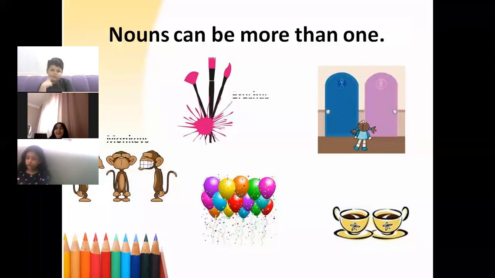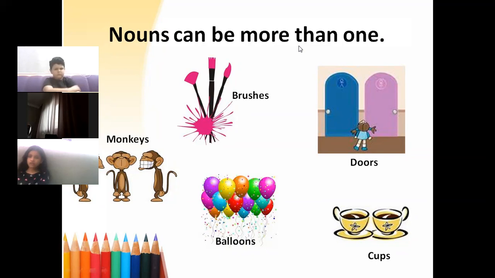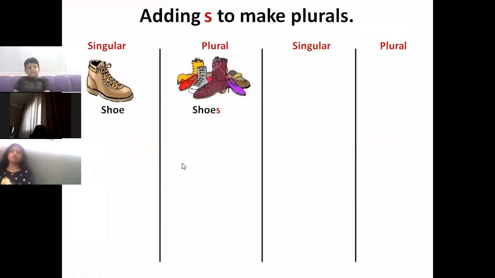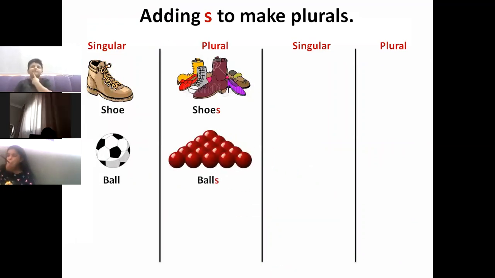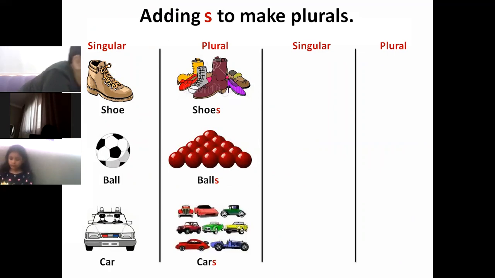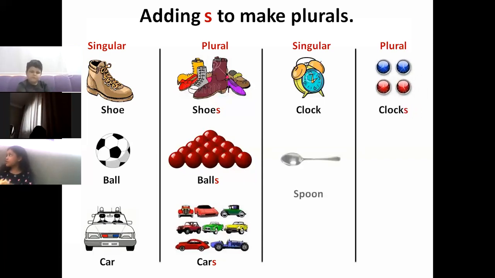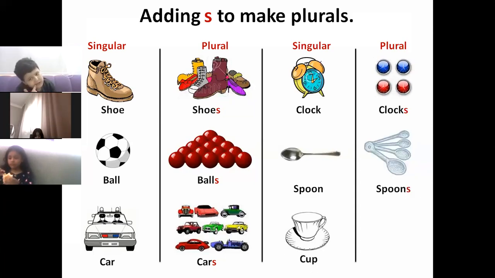Now let's see some plural nouns. Stop putting emojis, Lina. Brushes, doors, monkeys, balloons, and cups. So we added s to the words to make them plural, like in doors, cups, balloons, and monkeys. Sometimes we can add es to make the plural. Do you remember? Shoe will be shoes. Ball will be balls. Car will be cars. If we have more than one, we add s to make the plural form. Clocks, spoons, cups.